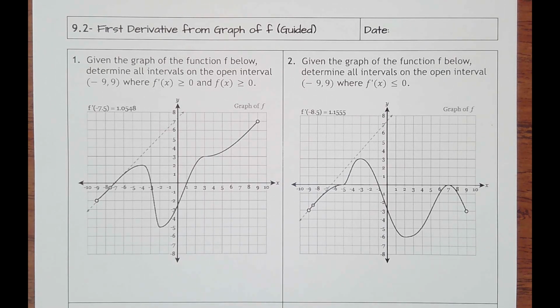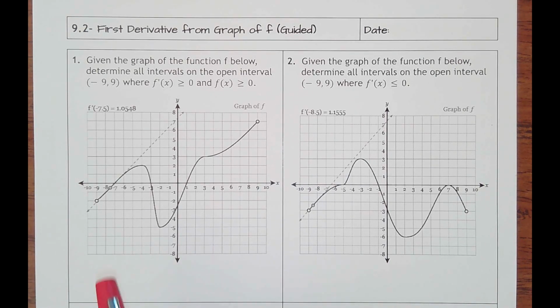Lesson 9.2 is first derivative from graph of f. Number 1 says, given the graph of the function f below, determine all intervals on the open interval -9 to 9 where f prime of x would be greater than or equal to 0 and f of x would be greater than or equal to 0. So this is just a normal f graph.